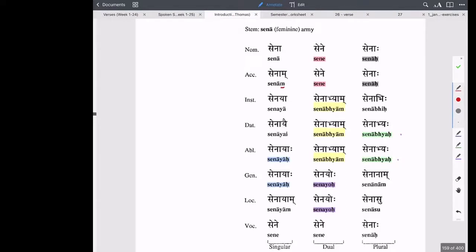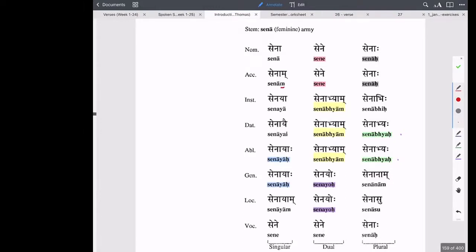How about the army goes to this army? How about the army goes to that army? Sena, senam, tatra gachati. Or we could say, that army.